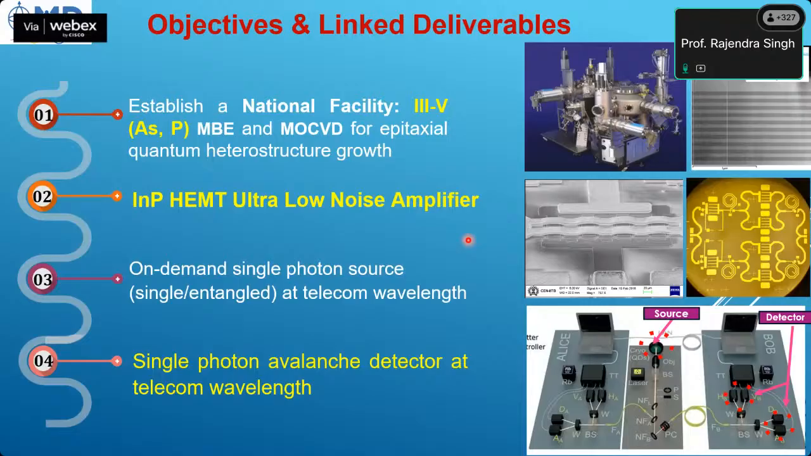And in this case, we will be using this indium phosphide high electron mobility transistor for development of an ultra low noise amplifier. This ultra low noise amplifier will be used as a pre-amplifier for the superconducting qubit, because a superconducting qubit sits inside, let's say, a dilution refrigerator, at a very, very low temperature, in tens of millikelvin.